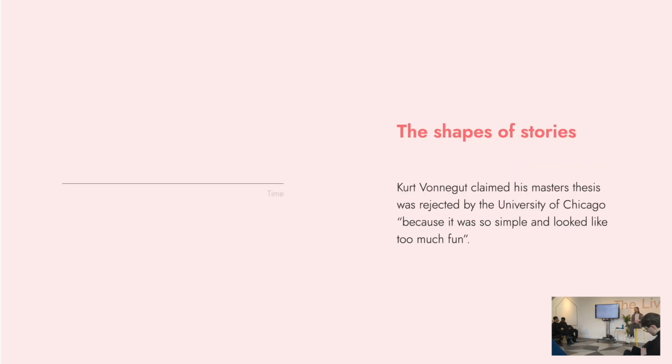The famous author Kurt Vonnegut actually had a master's thesis rejected by the University of Chicago, and he claims that this thesis was rejected because it was so simple and looked like too much fun. What he was doing was taking lots of different stories that had been told through the ages and plotting them on two different axes. The first axis is the time axis, how time moves on. The other axis he calls the GI axis: G for good fortune and I for ill fortune. By plotting the shapes of these stories in time, Vonnegut claims that you can learn some of the common shapes and archetypes that exist around stories today.